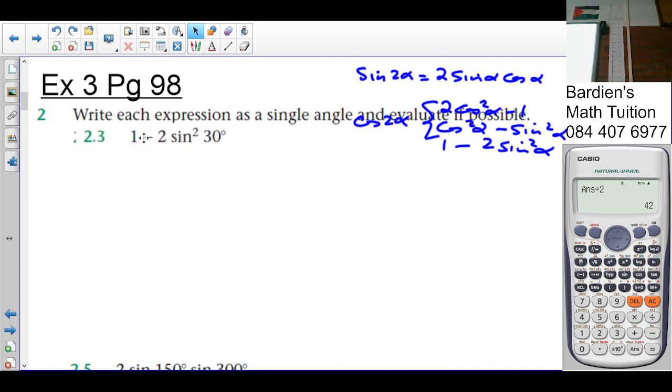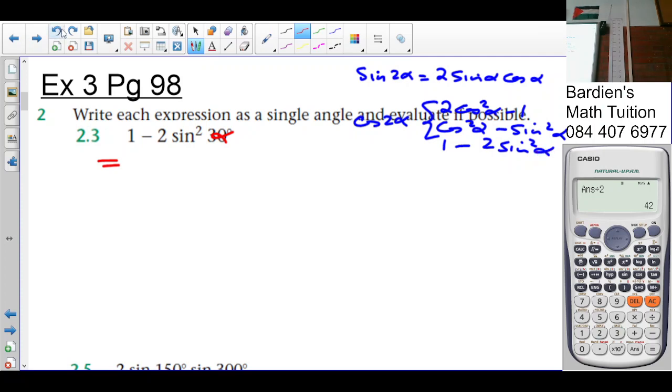2.3. One minus 2 sine squared alpha. What does this remind you of? Cos 2 alpha. Not this one, that one is this one here. There's a 30. Can you all see that?